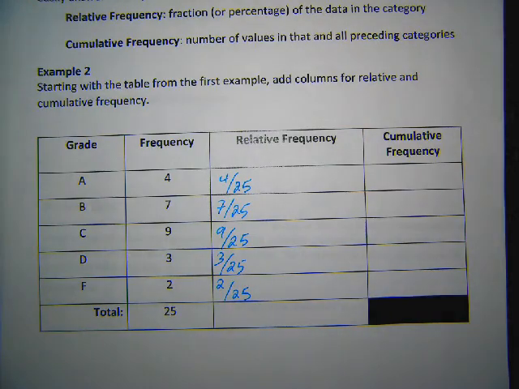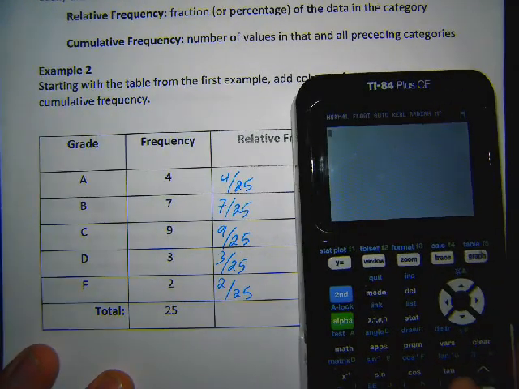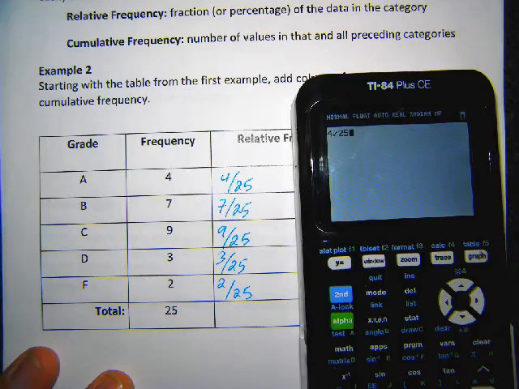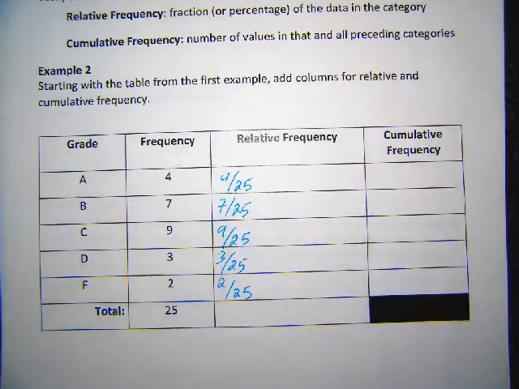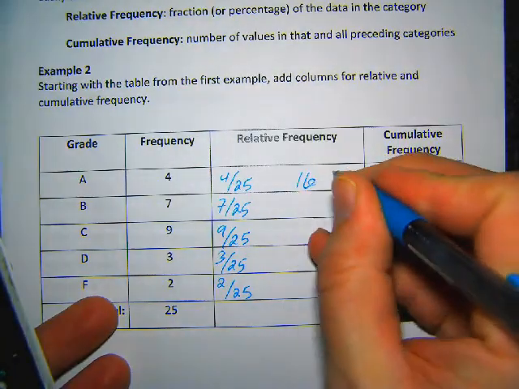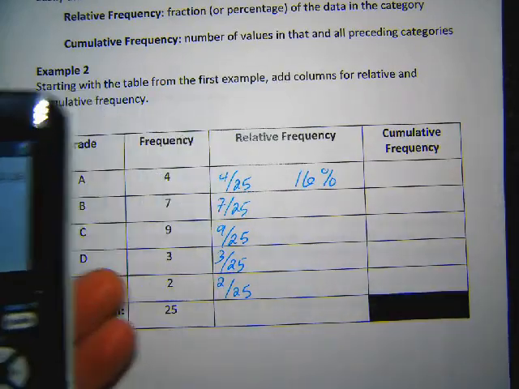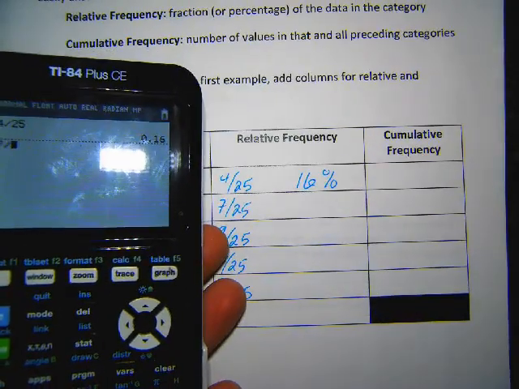To get percentages, we're just going to go ahead and divide those. So I divide 4 by 25. I get 16%. Don't forget to turn that into a percent, not a decimal. We do 7 divided by 25.